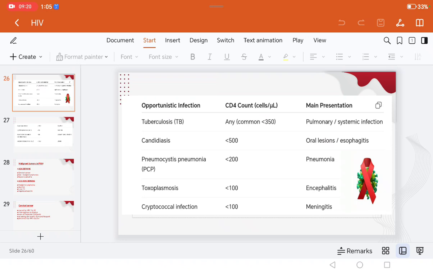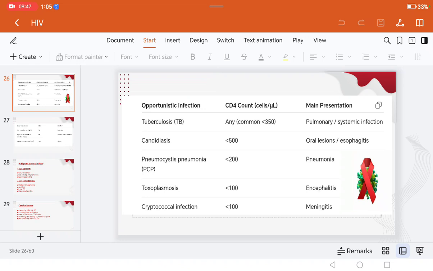Now, this is a list of opportunistic infections and the CD4 count at which they present. So, tuberculosis can occur at any CD4 count, and it causes pulmonary and extrapulmonary infection. Candidiasis occurs at CD4 count less than 500, causes oral lesions and esophagitis. Then PCP occurs at CD4 less than 200, it causes pneumonia.